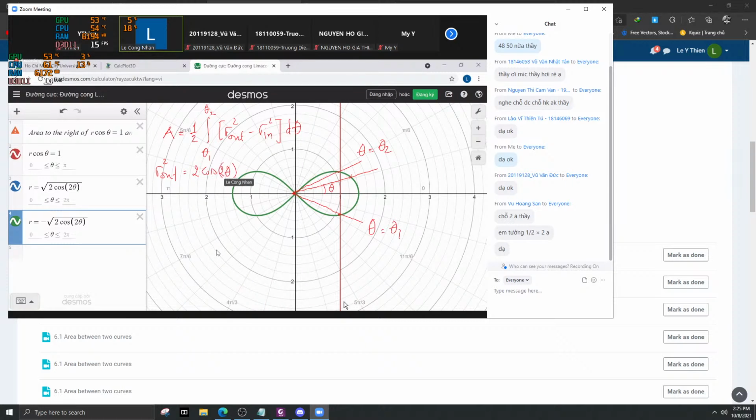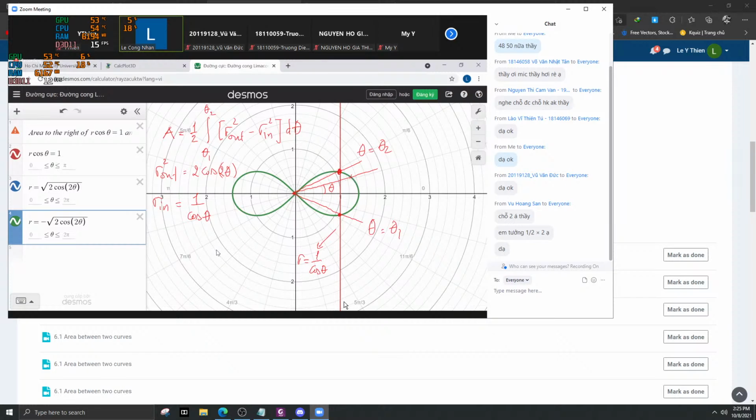So what about the inner radius squared? The inner radius is the line, which has the equation r equal 1 over cosine of theta. So we have 1 over cosine of theta. Okay, so it remains to determine the polar angles theta 1 and theta 2. To find theta 1 and theta 2, we need to find the intersection points.